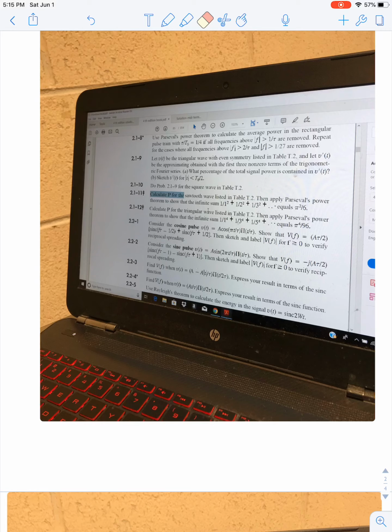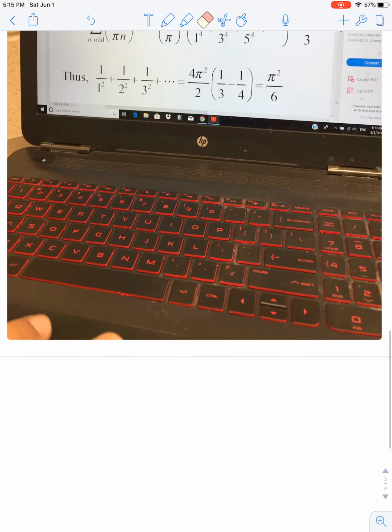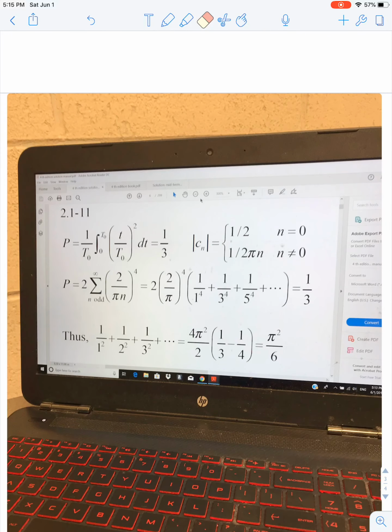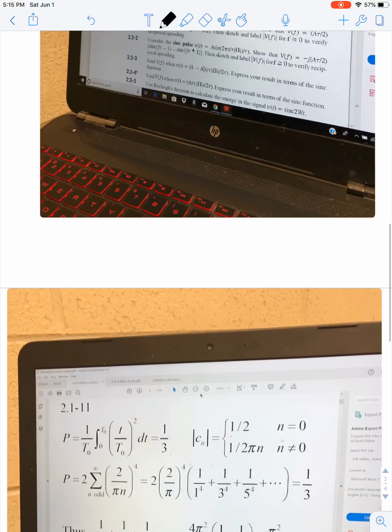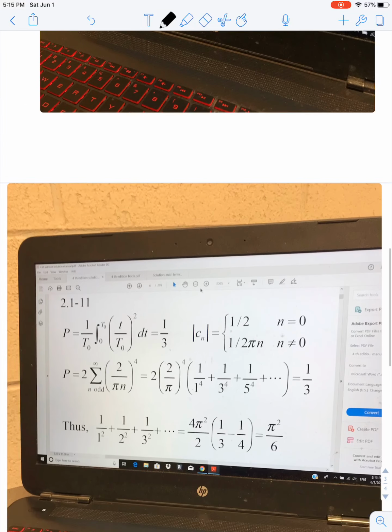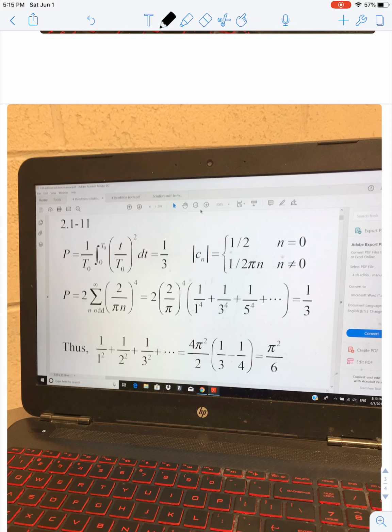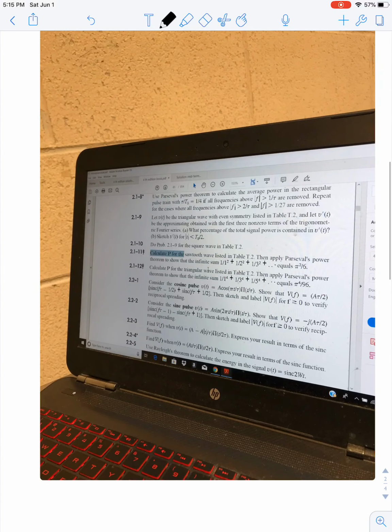So we have to square this thing. And why are we taking the square? Because we have to take the square and then we have to use these limits. Okay, let me see your explanation on this. Take the question. P equals 1 over T naught, integral from 0 to T naught. Where does this one come from?